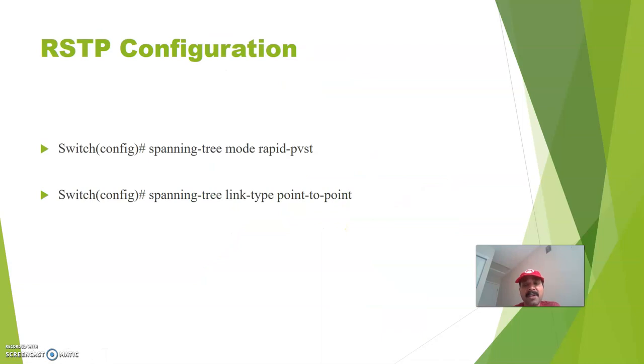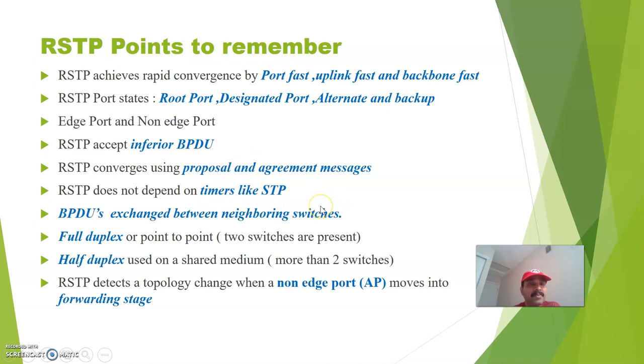And how to configure RSTP? Go to the switch configuration mode and specify spanning-tree mode rapid-pvst, and the spanning-tree link-type point-to-point. This is for a full duplex link. So what are the key points to remember? RSTP achieves rapid convergence by PortFast, UplinkFast, and BackboneFast. These are the three enhancements you have to understand in RSTP.